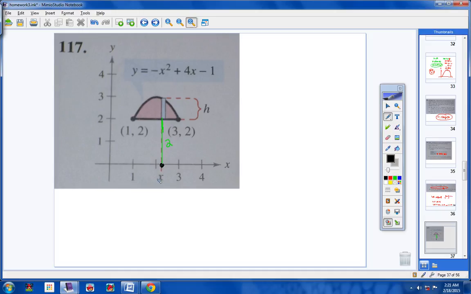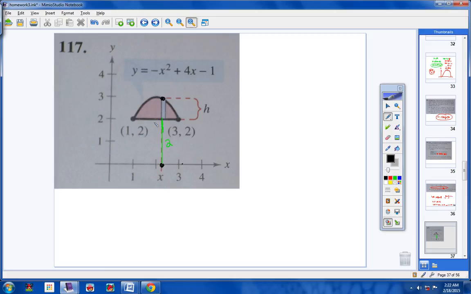Now think about it, guys. If I were to put 3 in for x right here, it would give me out 2. Okay? It would tell me where I'm at on the graph. So if I put x in for x, it should give me the entire distance of this entire line from here all the way up. Because if I put x in for x, it's going to give me out, theoretically, this ordered pair right here. Just like if I put 1 in for x, I get out a 2.